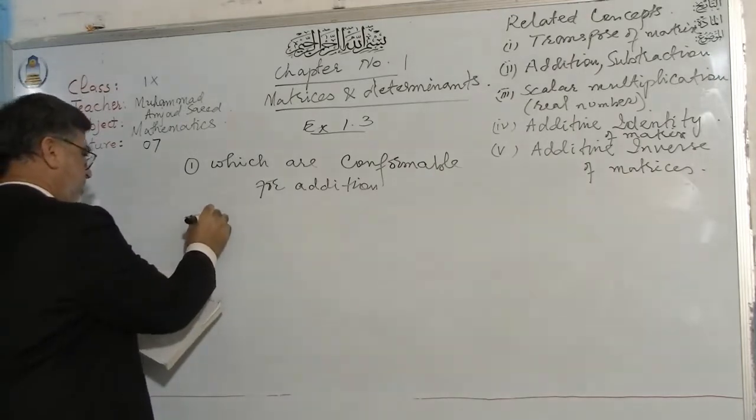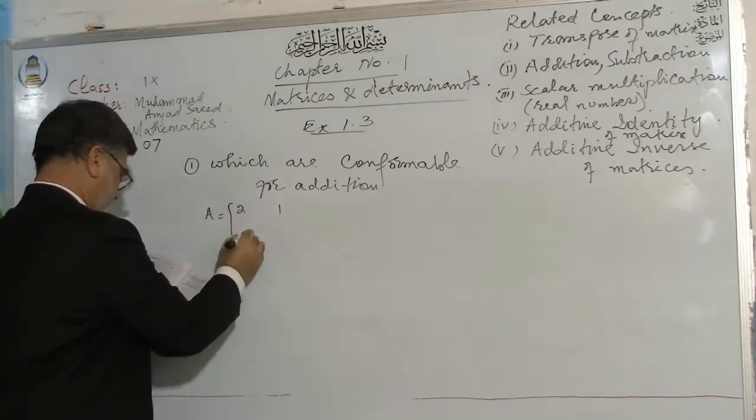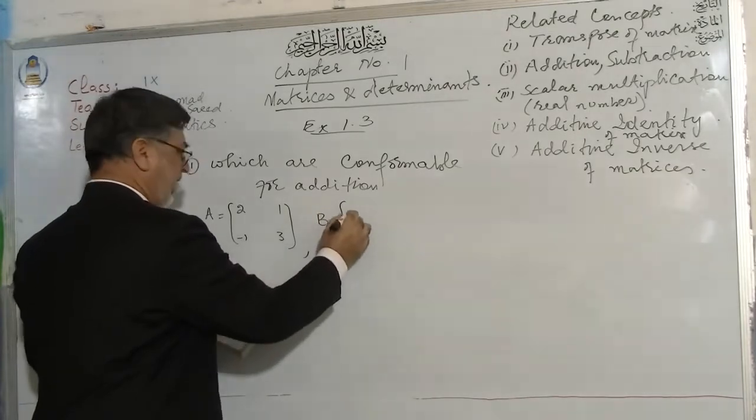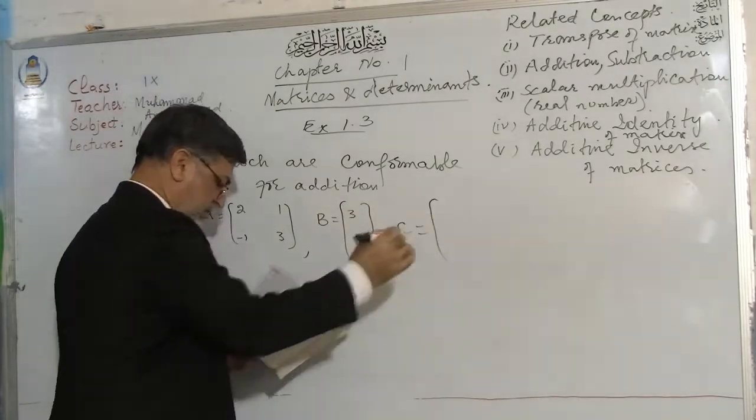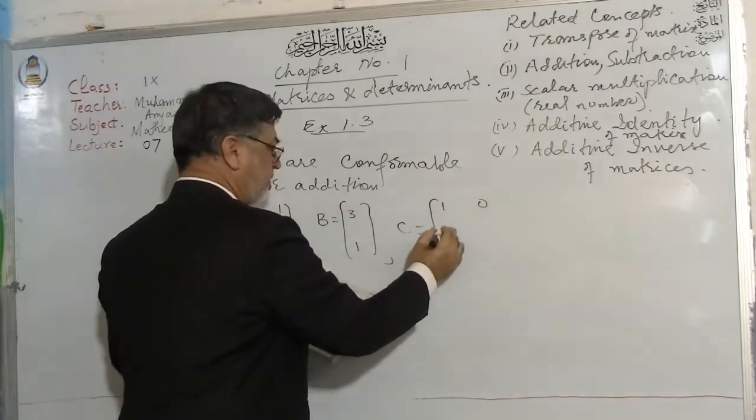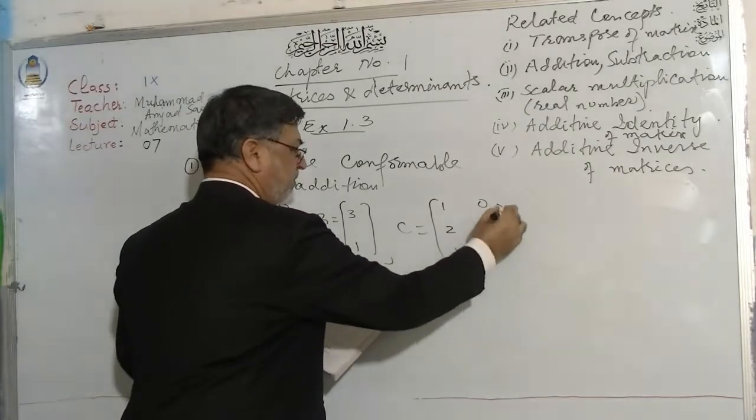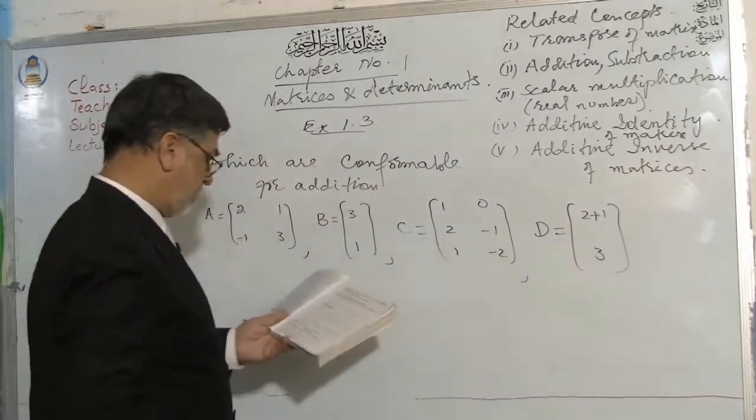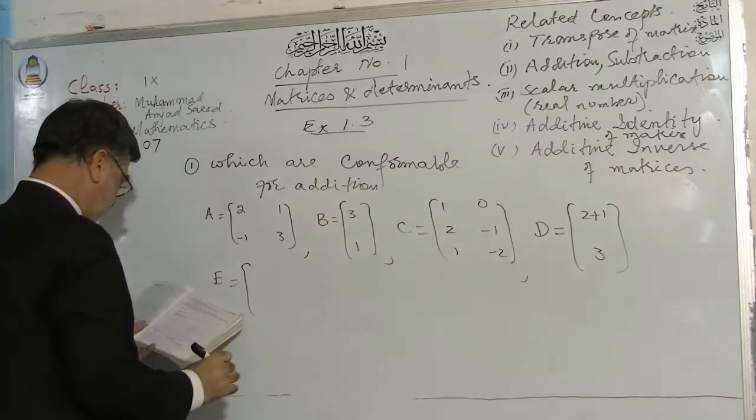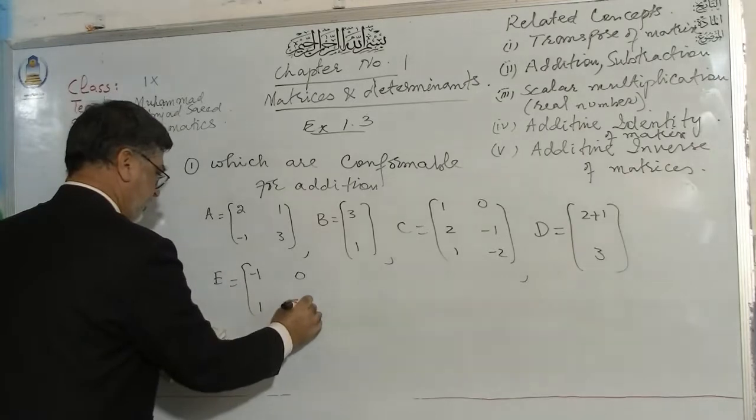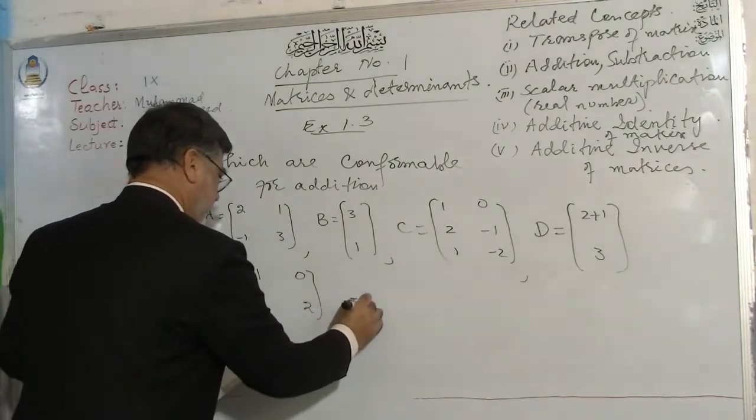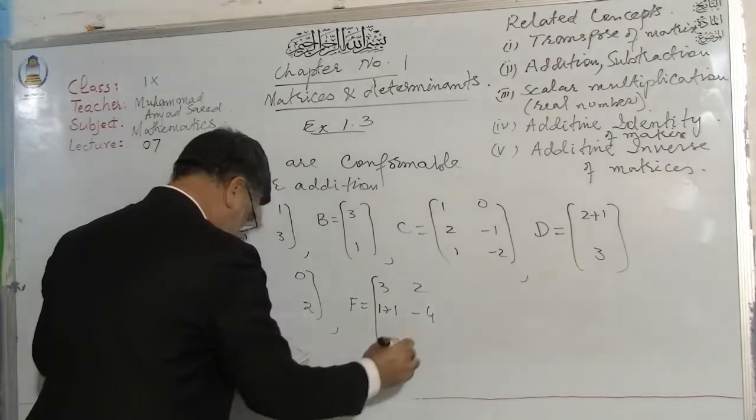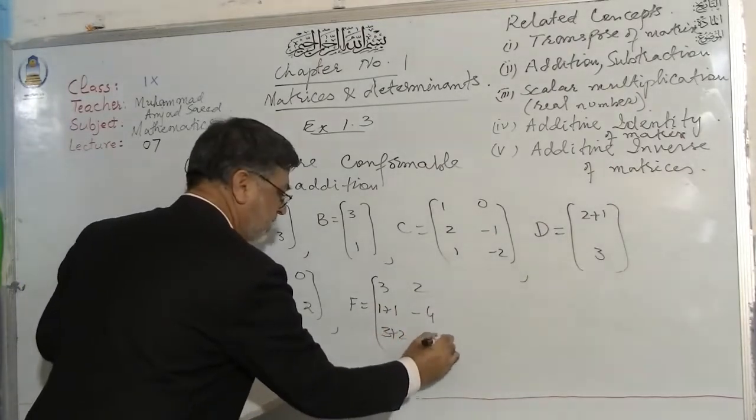Here is A: 2, 1, minus 1 and 3. B is 3 and 1. C is 1, 0, 2 minus 1 and 1 minus 2. D is 2 plus 1 and 3. E is minus 1, 0 and 1 and 2. And F is 3, 2, 1 plus 1 and minus 4, 3 plus 2 and 2 plus 1.